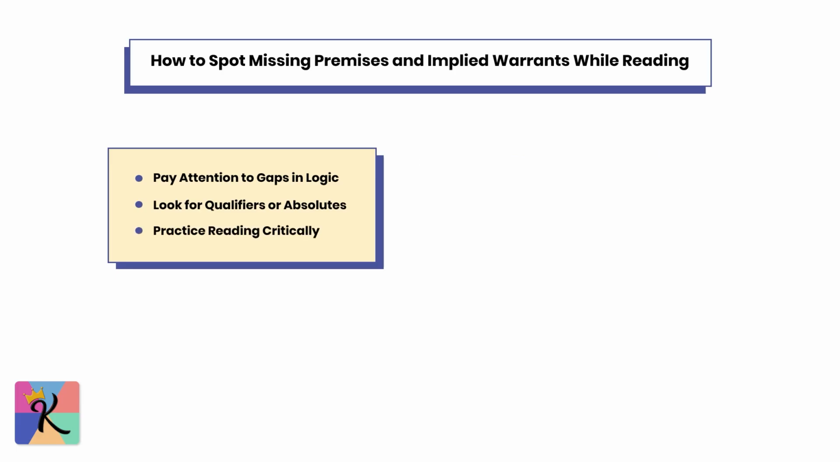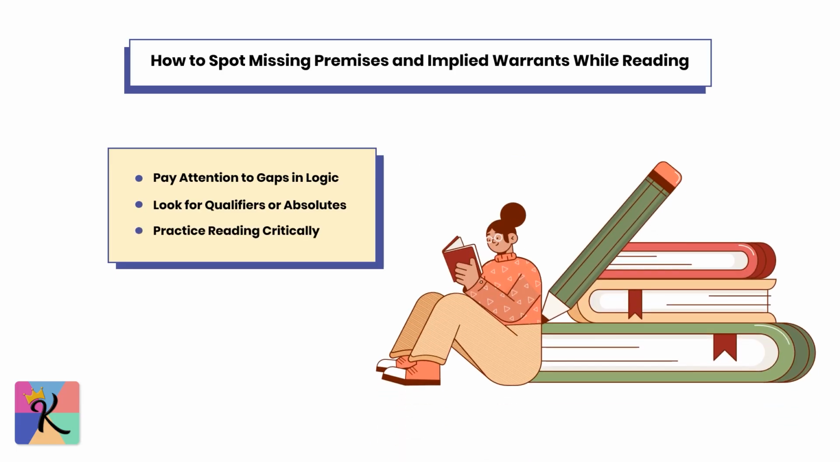Practice reading critically. When you sense that something feels off in the argument, take a moment to identify what's being assumed. Ask yourself, is the evidence actually supporting the claim, or is there an underlying assumption?